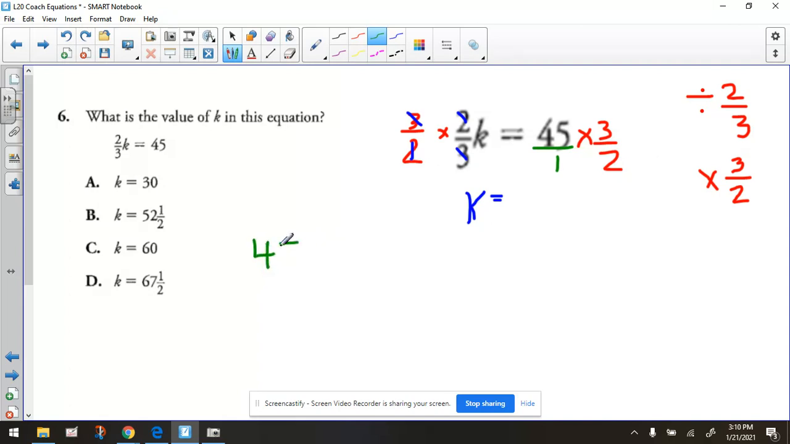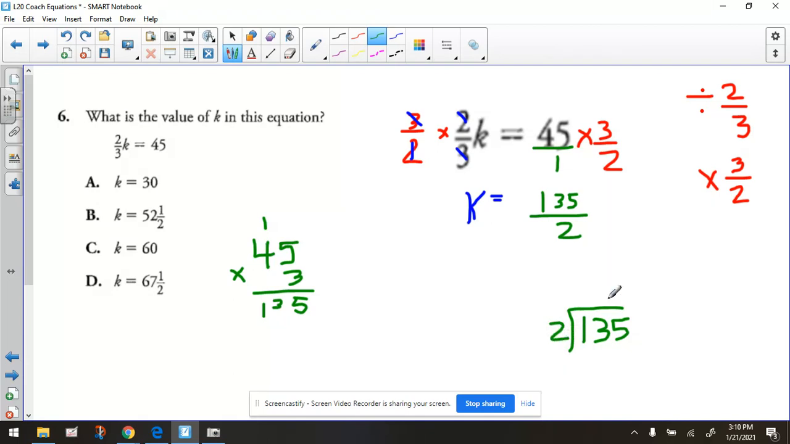45 times 3. Here we get the 15. Here we get the 12, plus the one more would be 13. So the numerator is 135. The denominator would be 2, because 1 times 2 is 2. So now you just have to take this number and divide it by that number, and then you'll have your answer. Now you don't have to sit around and wonder, did I get it right?